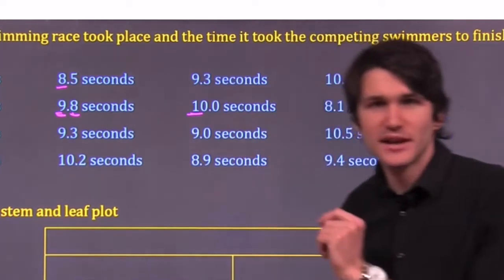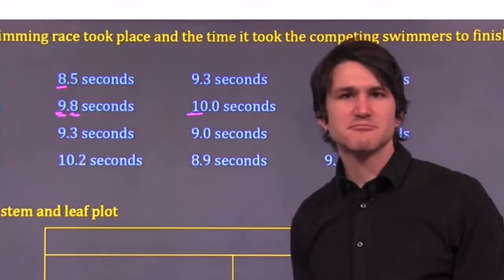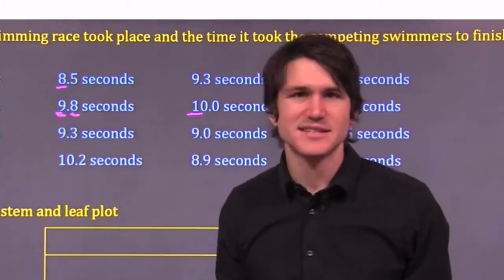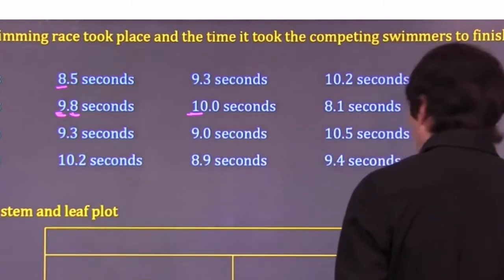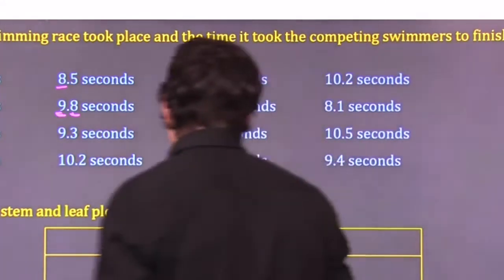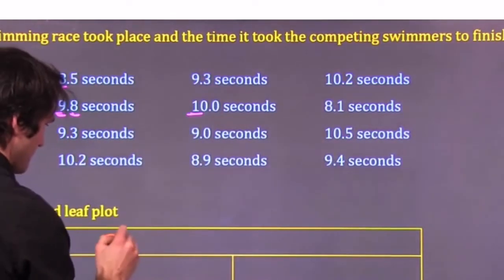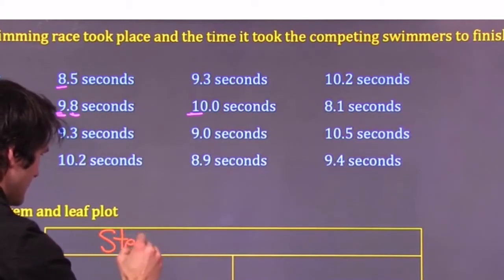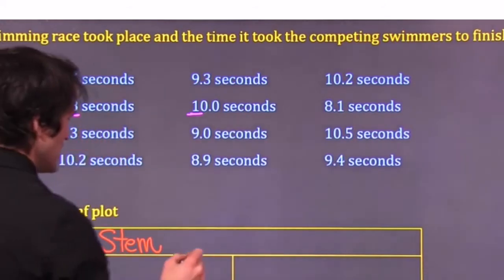First thing when you look at your data, you don't necessarily have to do this, but it's good to know where your data lies. I don't have any number lower than 8 seconds, so I'm going to start my stem and leaf at 8 seconds. Here's our stem. Let me write that a little bit nicer. Our smallest stem is going to be 8 seconds. We've got no time below 8 seconds, so I'll just throw an 8 here.